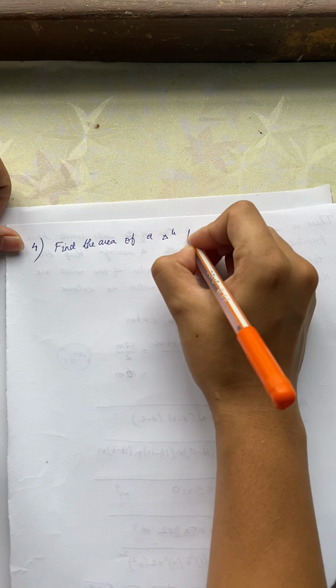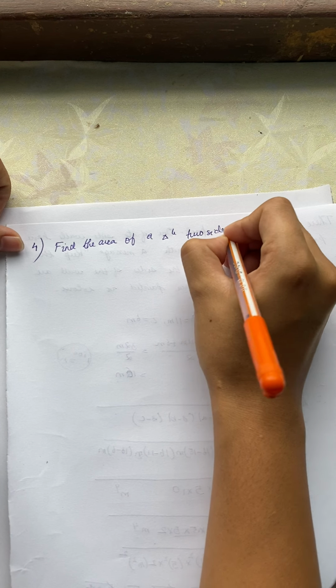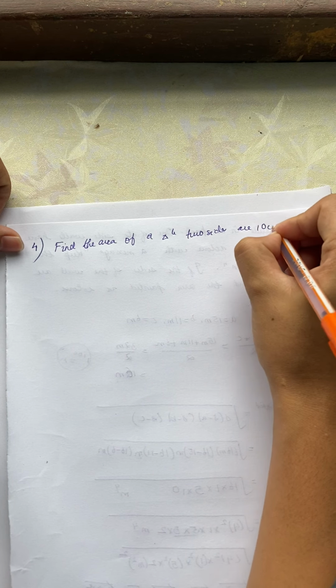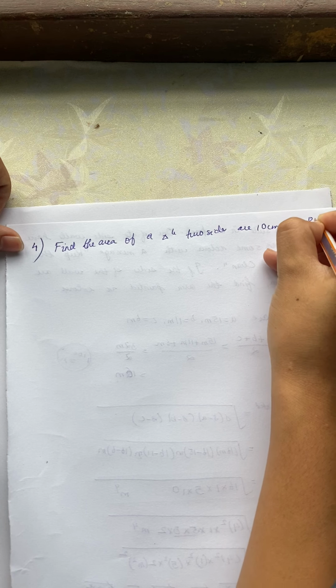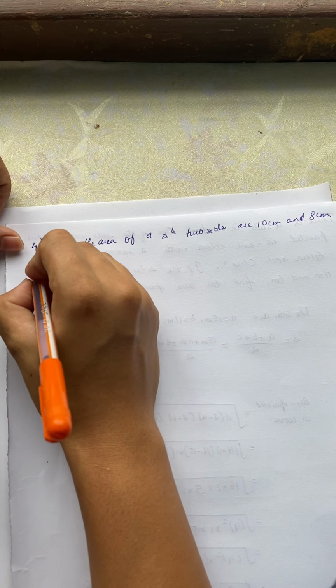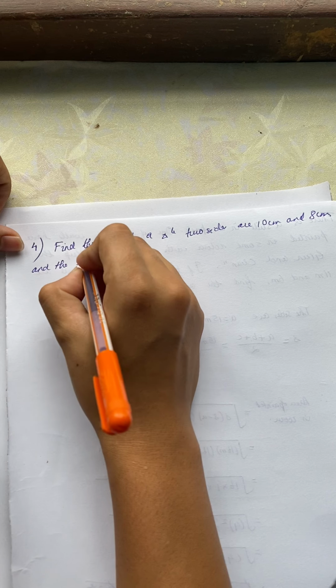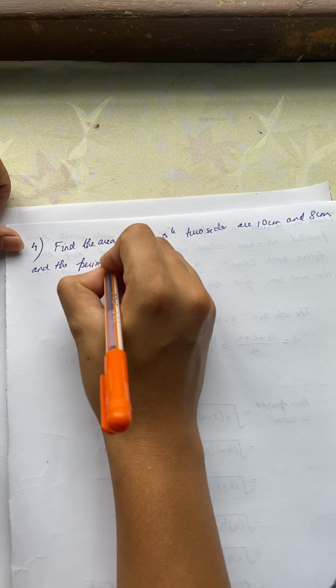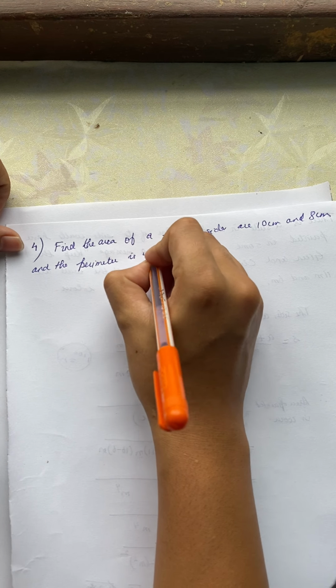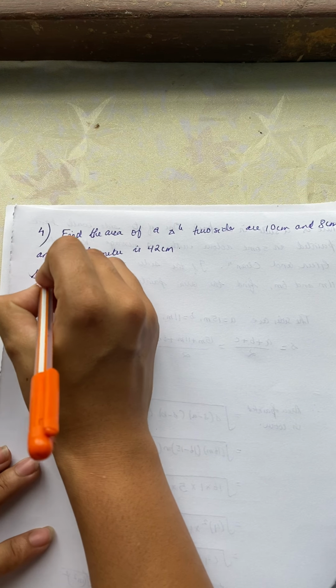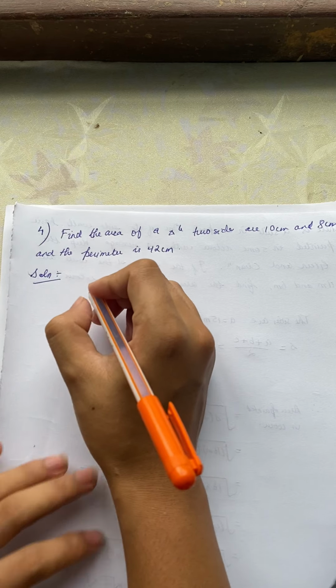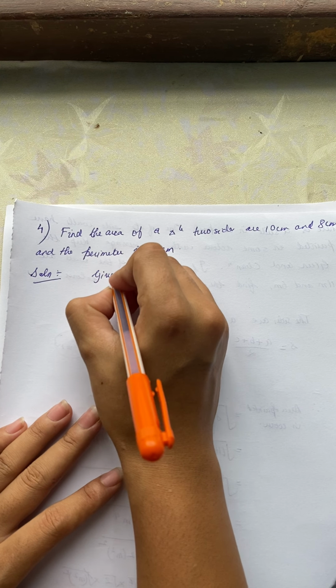Two sides are 10 centimeter and 8 centimeter, and the perimeter is 42 centimeter. This is the question. Find the area of a triangle where the sides are given as 10 centimeter and 8 centimeter. Therefore, solution, you write the given sides.